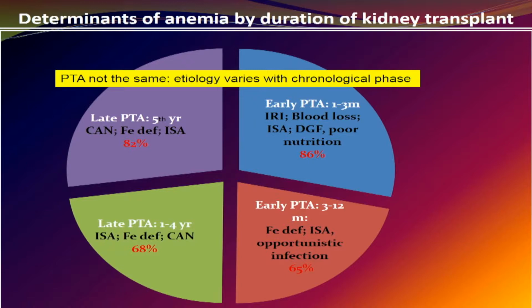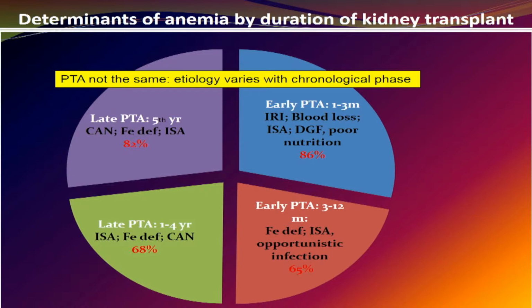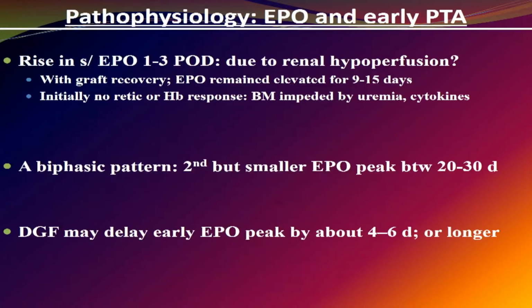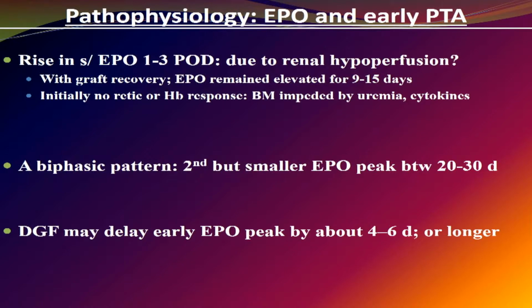After 1 year, in addition to immunosuppressive agents and iron deficiency, chronic allograft nephropathy tends to become of increasing significance. So, the pathophysiology of post-transplant anemia: there tends to be a rise in erythropoietin in the first 3 postoperative days. This is mostly due to renal hypoperfusion, which results from ischemic reperfusion injury.